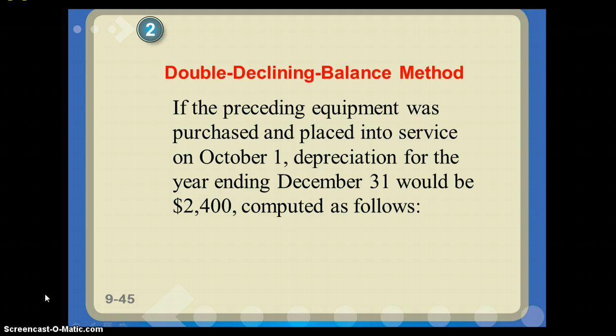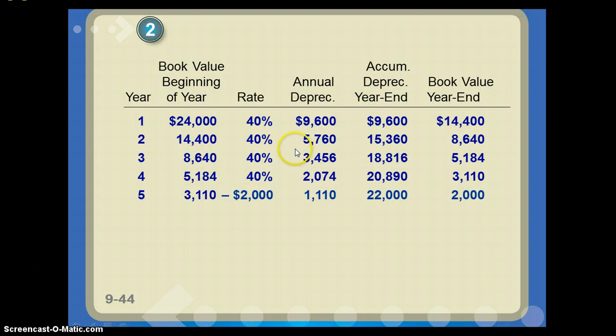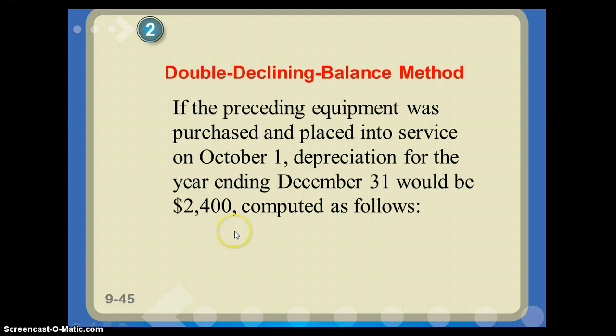If the preceding equipment was purchased and placed into service on October 1st, so we have again October, November, and December, how would we compute that? We take the depreciation for that first year that we calculated. Remember that depreciation was the $9,600 here for the first year. And we take 3/12 of that because we only had 3 out of the 12 months of the year we were using it to get $2,400.